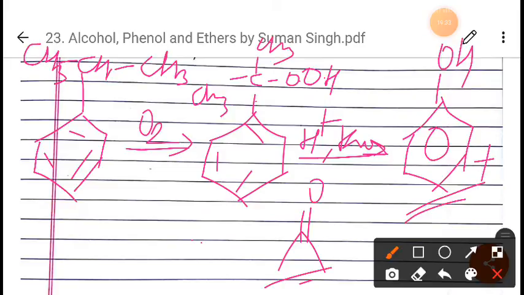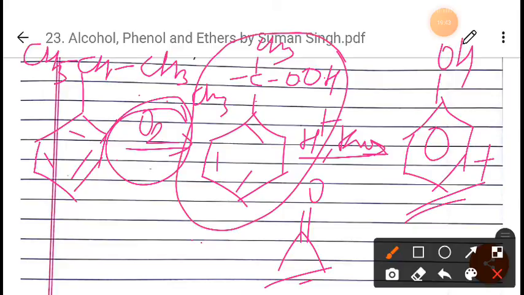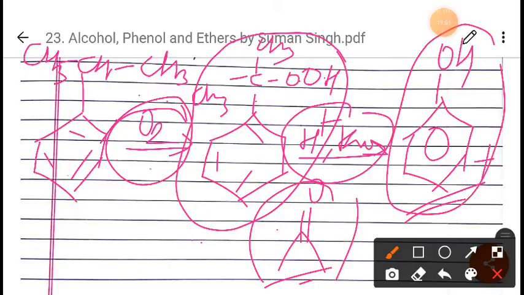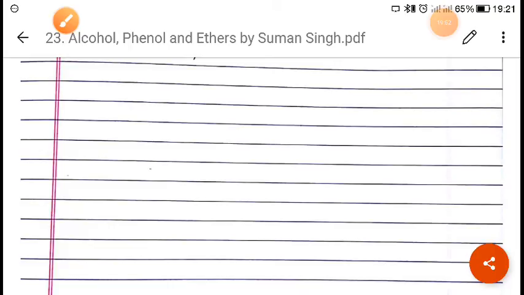So I hope you have understood how to prepare cumene, and after that, from cumene how to prepare phenol. First we have to oxidize. After the oxidation we will get cumene hydroperoxide, and after that, in presence of H plus and H2O, we will get phenol, and the byproduct will be acetone, right?